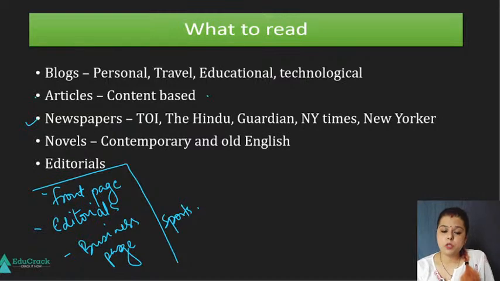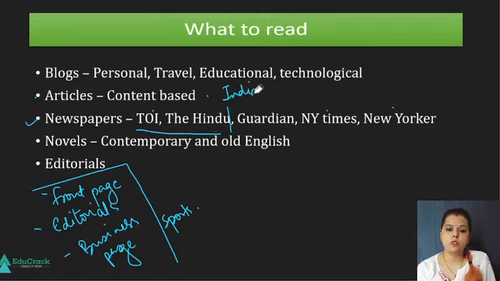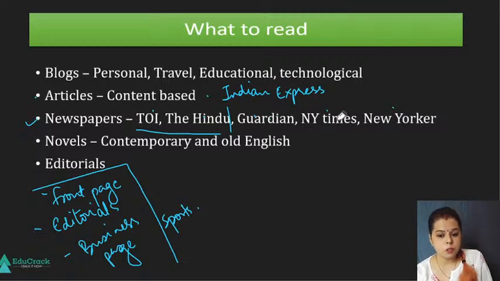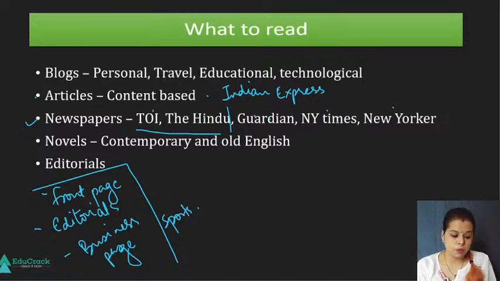What newspapers to read? Start with the Times of India. The language is good, grammatically correct, easy. Then move on to the Hindu, then the Guardian, New York Times, New Yorker. So these are the Indian newspapers that you would want to read. If you are keen, you can also read the Indian Express. These are the foreign newspapers that you may want to read. But Times of India, the Hindu, Indian Express, try to read an English newspaper is what I'm trying to say here.